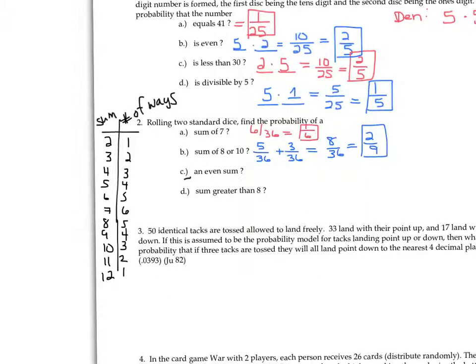An even sum, well, either you're even or you're odd. It is equally likely. Therefore, we get 18 out of 36, or just 1/2. Or you could add up all of your evens. You could say 1 plus 3 plus 5 plus 5 plus 3 plus 1. And finally, the sum is greater than 8. Well, that would be a sum of 9, 10, 11, or 12, which adds up to be 10 of our 36, or 5 out of 18.